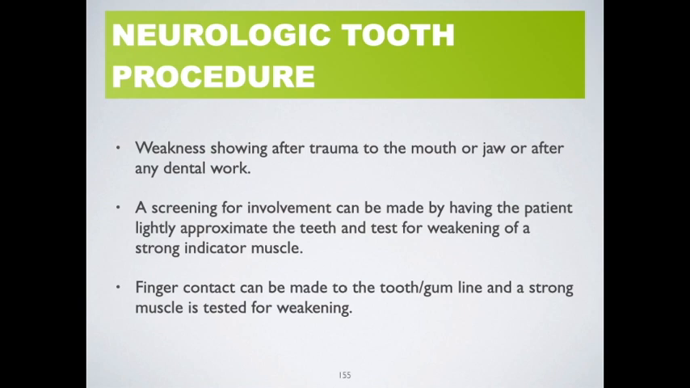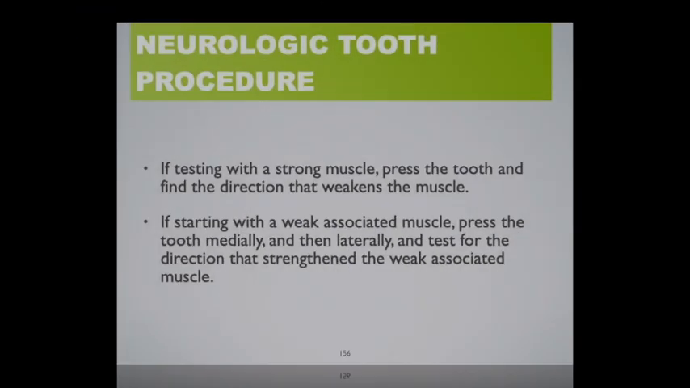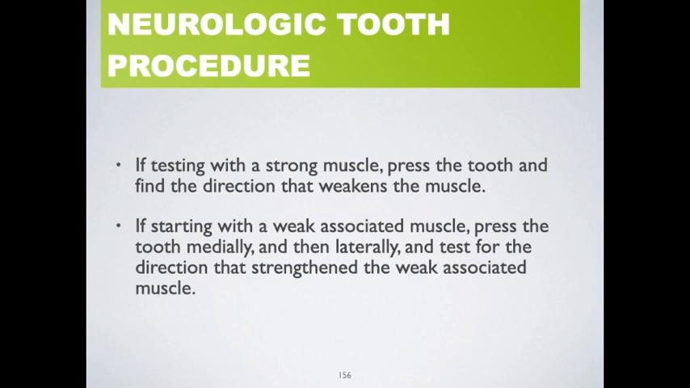If you get a weak indicator muscle with a TL to a tooth gum, or to say 2 or 3 teeth, then you go 1, 2, 3, and you find which one is the actual positive, like we would the pulse points. And then you challenge the tooth buccally and lingually, and you look for weakening.